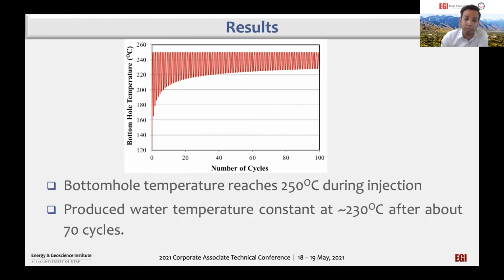because the injected water stays near the wellbore. And during the production, the temperature starts falling from 250. Initially it drops to around 160 or 180, but after 70 cycles, it stabilizes around 230. So it drops from 250 to 230. We have a variation of only 20 degrees, from 250 to 230.